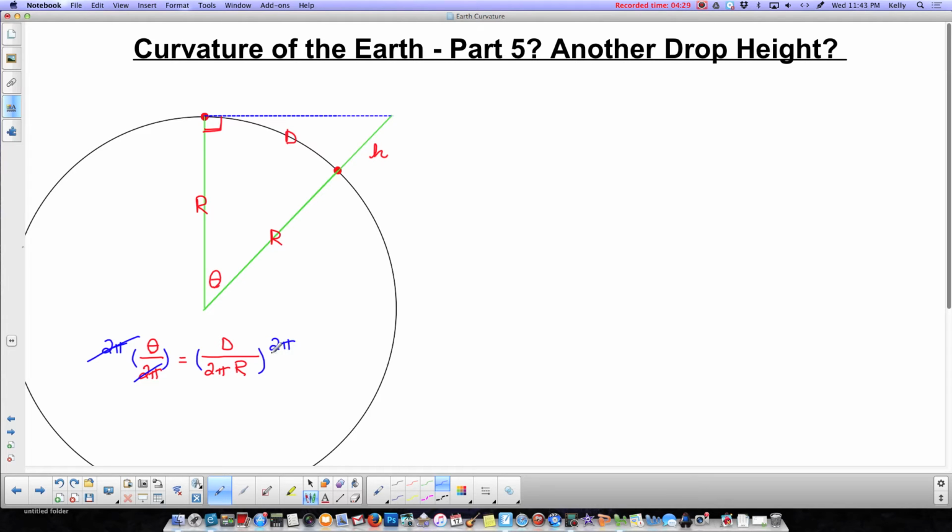Same thing over here: I'm going to multiply d by 2 pi, and then divide by 2 pi, so why would I bother doing it? Because I'm right back where I started from. So what that actually means is theta is equal to d over r. Remember, d is the distance between the 2 target points that we're talking about, and r is the radius of the Earth. The next thing we're going to do is find h.